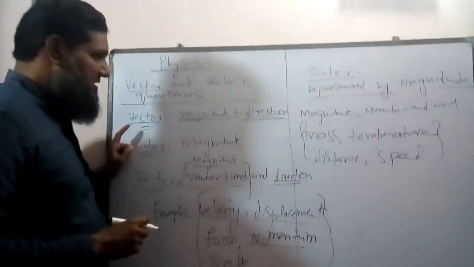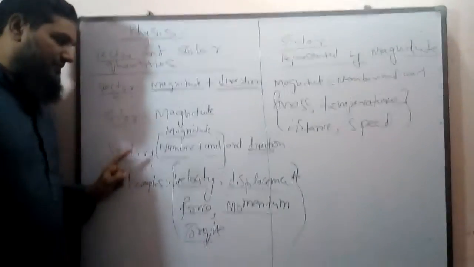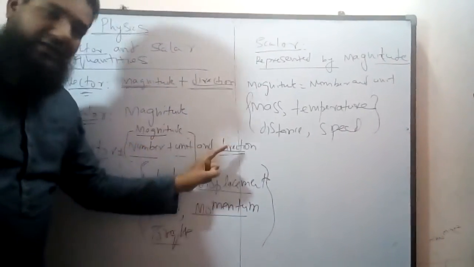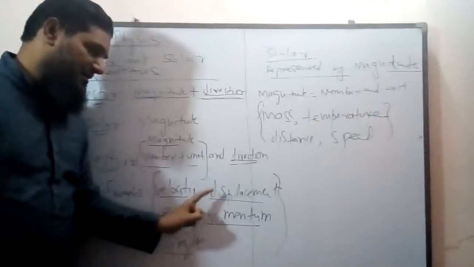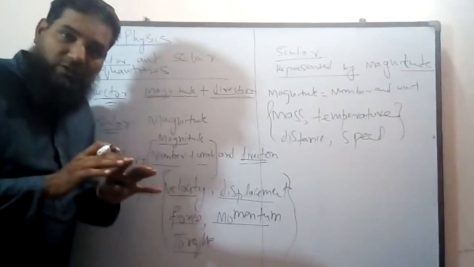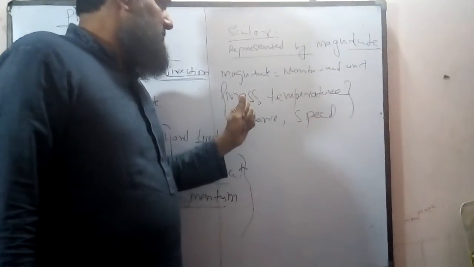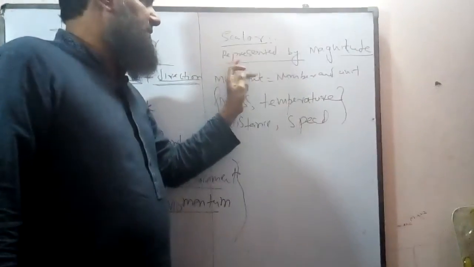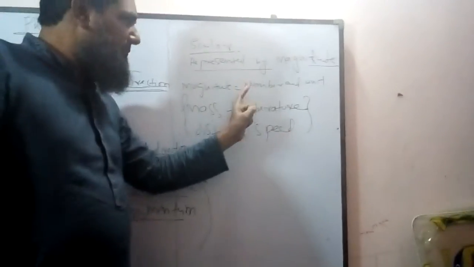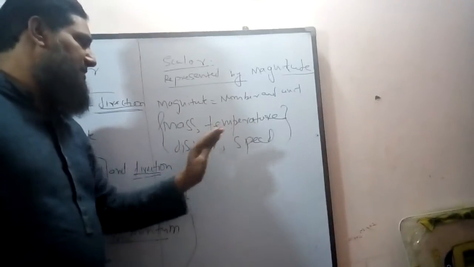Okay students, now it is clear to you what the vector quantities and what the scalar quantities are. Vector quantities are those represented by magnitude and direction. Examples of the vector: velocity, displacement, force, momentum, torque. These all quantities involve magnitude and direction. Now secondly, scalar means quantities which are represented only by magnitude. Magnitude means number and unit. Examples: mass, temperature, distance and speed.